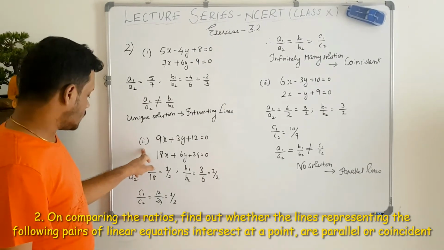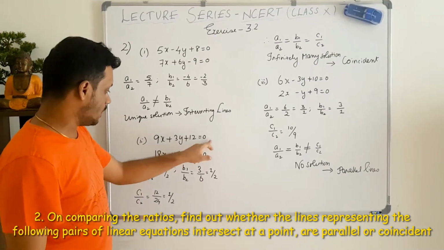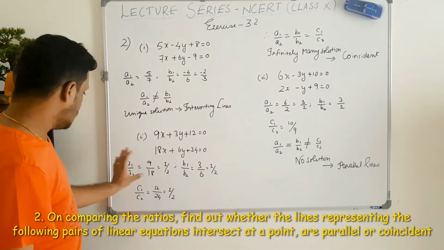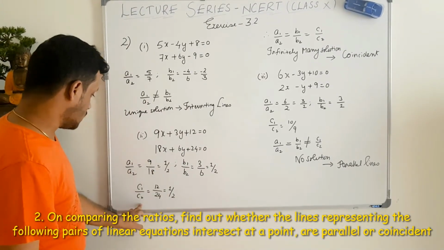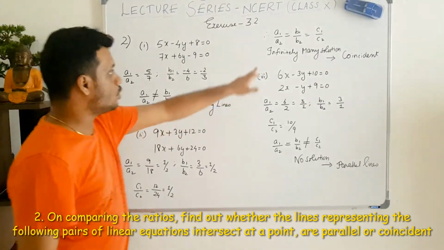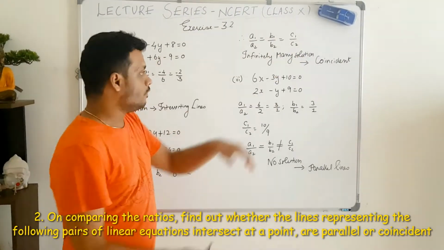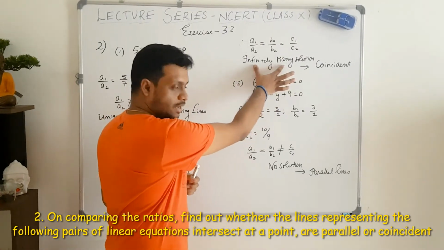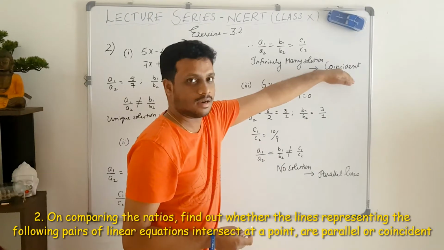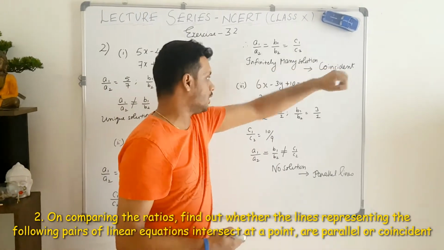Then for the second question, it is 9x + 3y + 12 = 0, 18x + 6y + 24 = 0. In this, when I find a1 by a2, b1 by b2, c1 by c2, I see that everything gets reduced to 1 by 2, 1 by 2, 1 by 2. So all the three ratios are equal. When all three ratios are equal, it means infinitely many solutions. When it is infinitely many solutions, graphically it will be a coincident line. A line will overlap the other line.